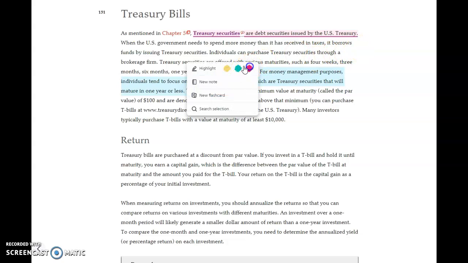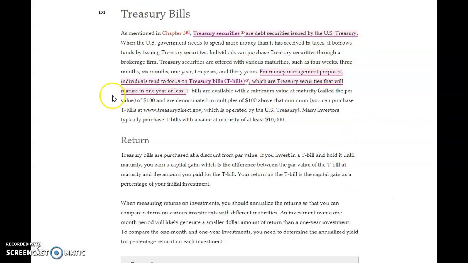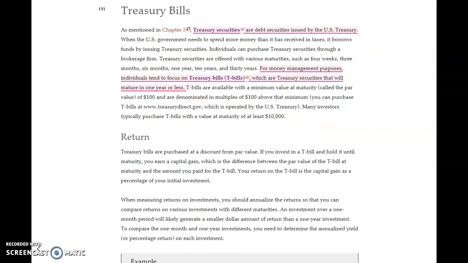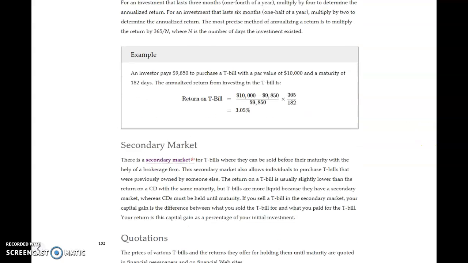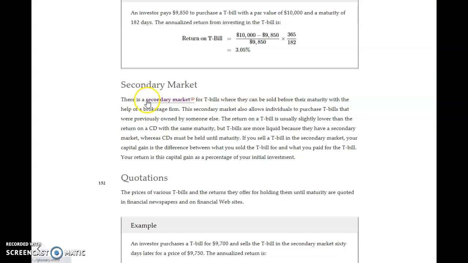So this talks about treasury bills. They usually mature in 1 year or less. Just read over this section. It talks about return again. You might want to know what the return on a T-bill is, where you take the par value minus what the investor pays, and then you divide by what the investor pays, and that gives you the rate. So again, you might want to know how to calculate that in case that comes up on the homework assignment for this chapter.